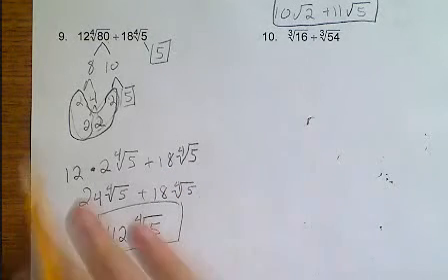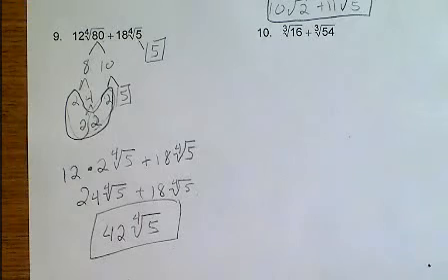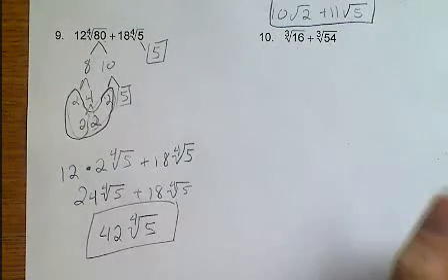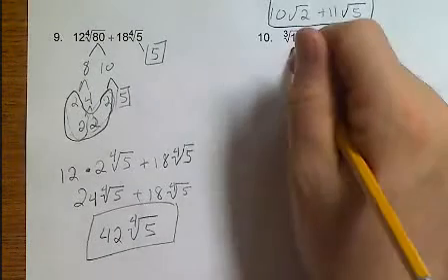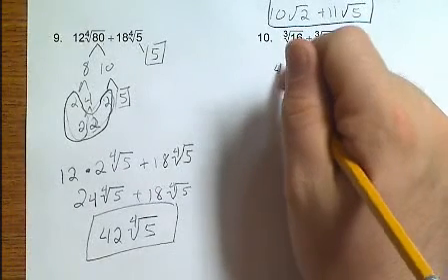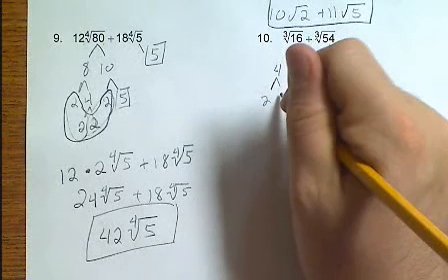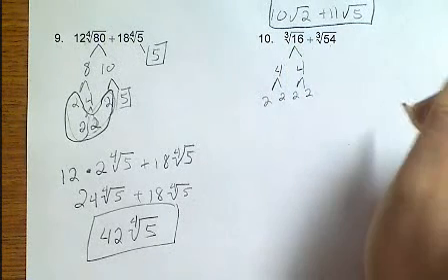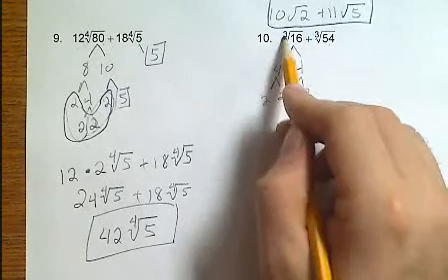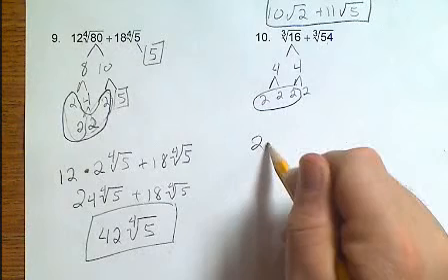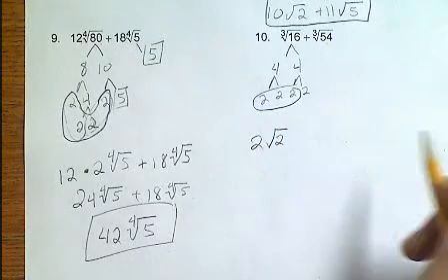Let's go ahead and take a look at number 10. These are cube roots, but these don't look anything the same, so let's go ahead and break them down. Well, 16 I know is 4 and 4. So that's 2, 2, 2, and 2. Index is 3, so I'm looking for groups of 3. This is 2 and the cube root of 2.